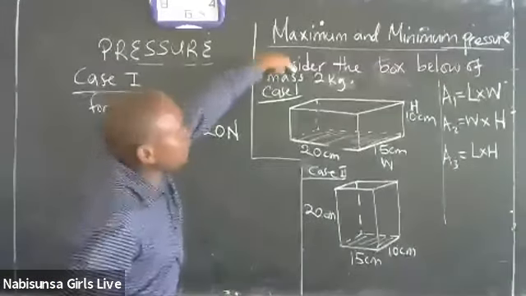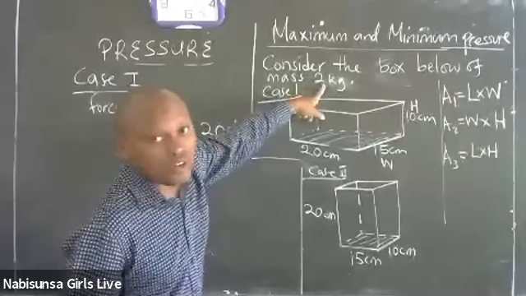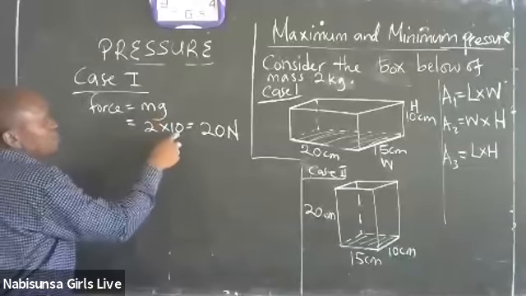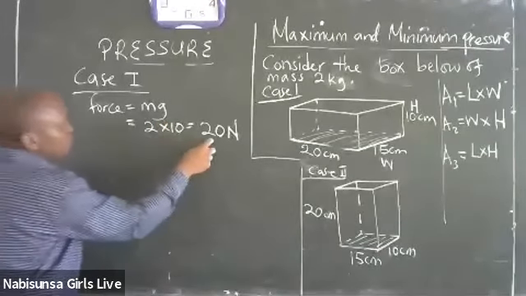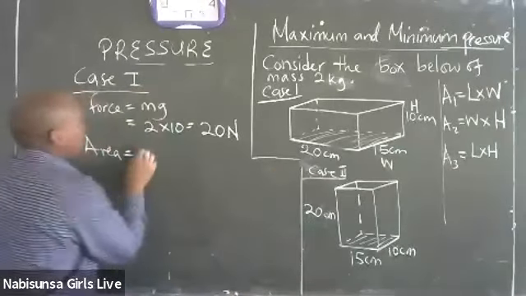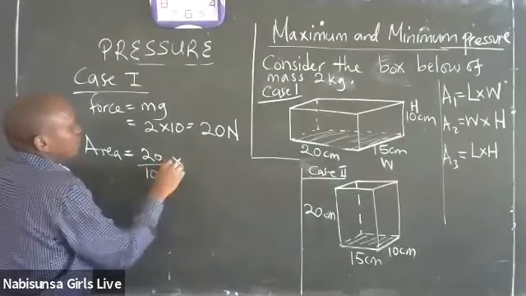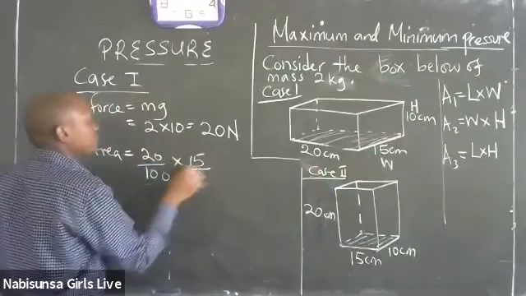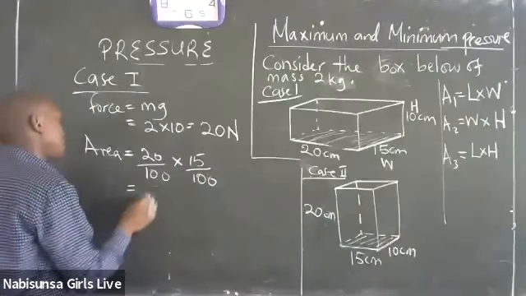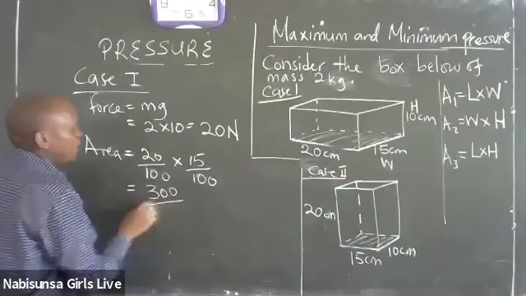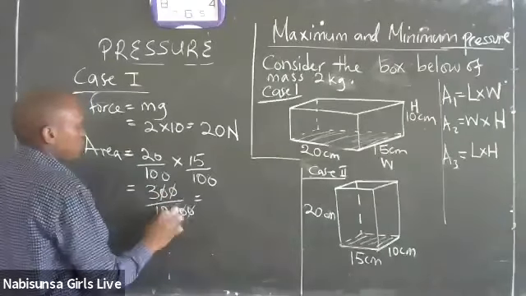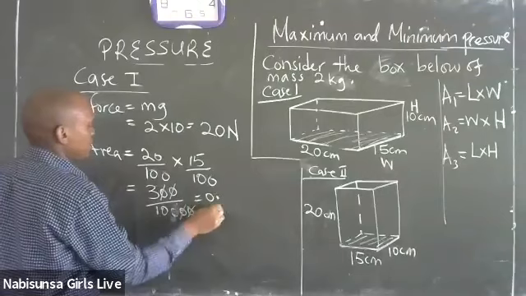So I told you our box has mass 2 kilograms. In case 1, force is mass times g, 2 times 10. We said g is always 10, so 20 newtons. And the area in case 1 on the ground is 20 by 15. This gives us 300, 300 out of 4 zeros, so 0.03.